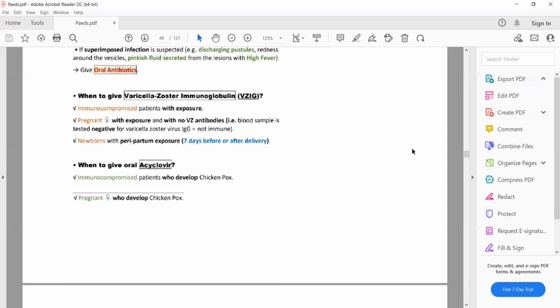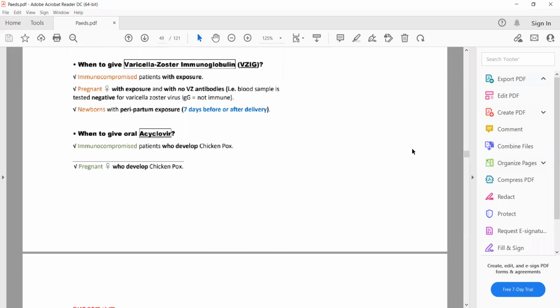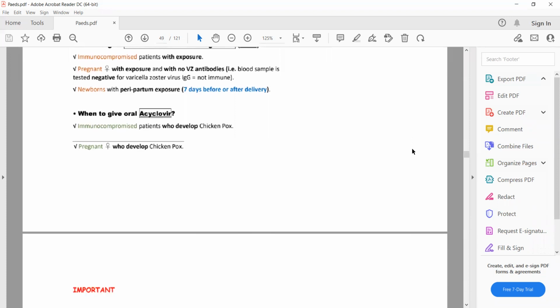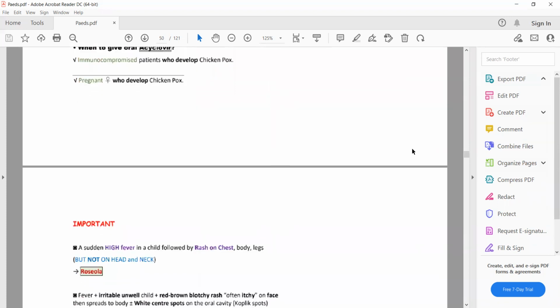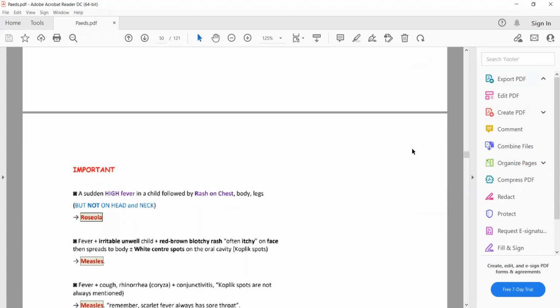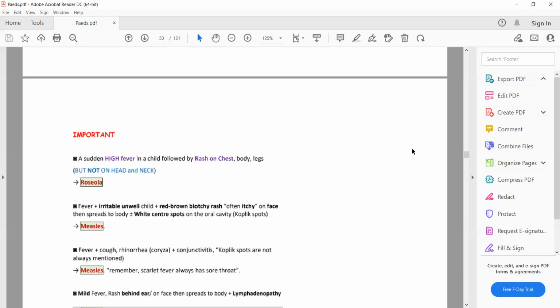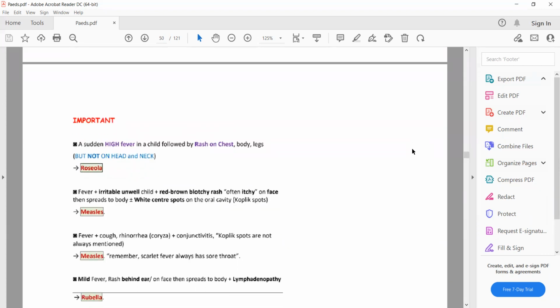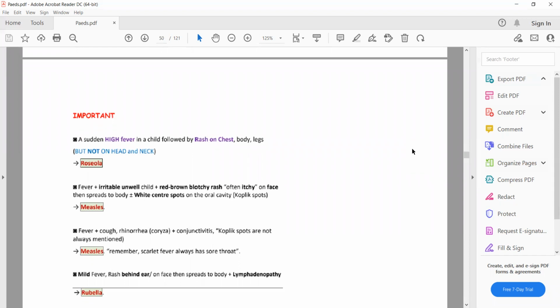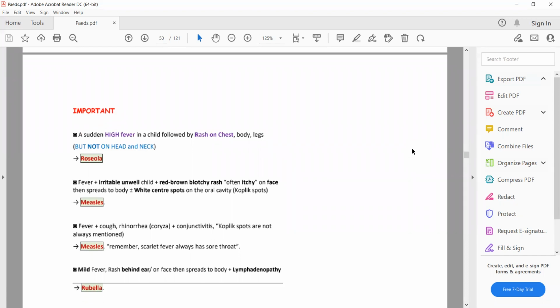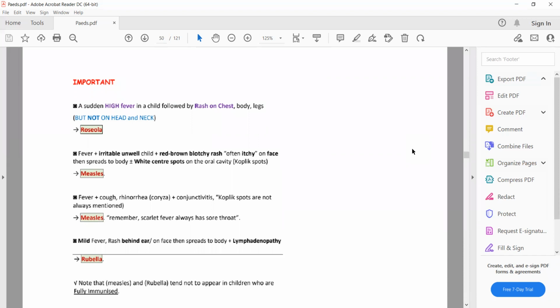So the treatment is required only if the patient is immunocompromised, or pregnant, or a newborn who develops chickenpox. If they are exposed to chickenpox, then immunoglobulins, and if they develop chickenpox, then oral acyclovir.